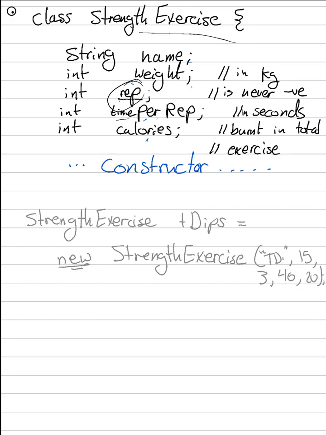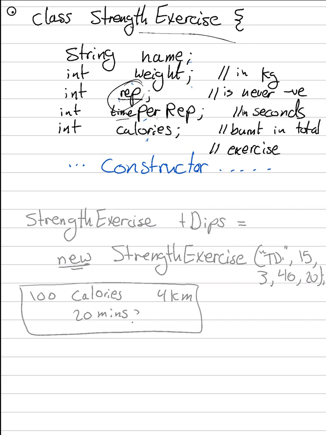Perfect. So how would you create an instance of a cardio exercise that, let's say, burns 100 calories and it's a 4-kilometer swim in 20 minutes? Okay, we can make another example. For example, cardio exercise like run, let's say. It was going to be a swim, but we can make it a run. Okay. Wait, how was the order in the cardio exercise?